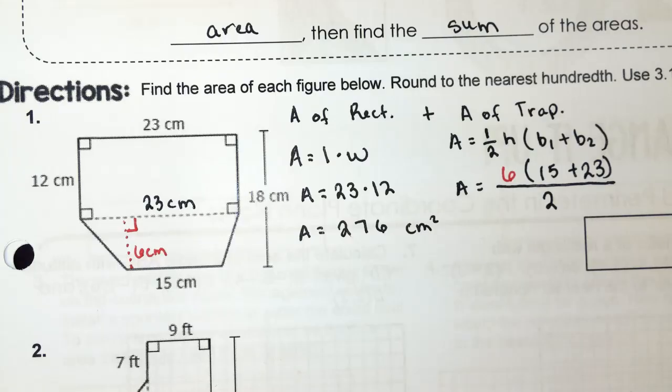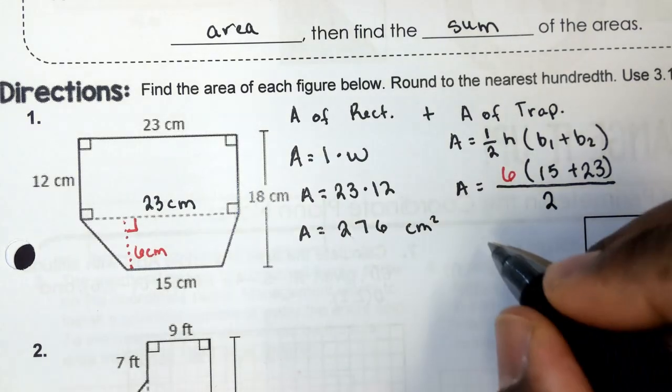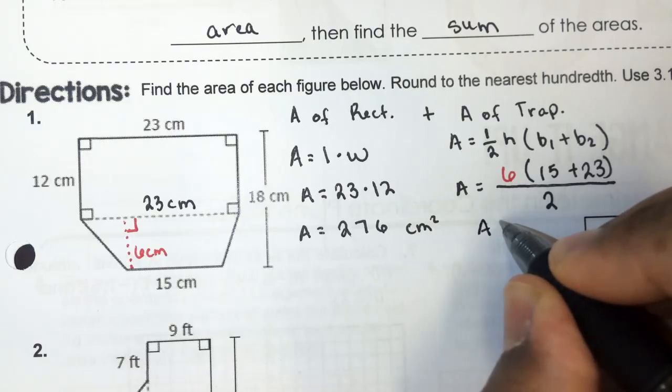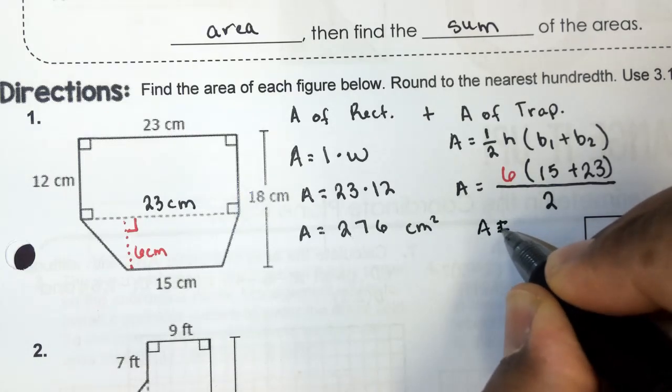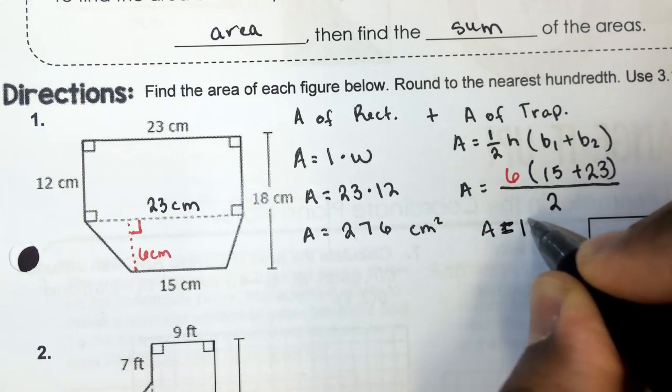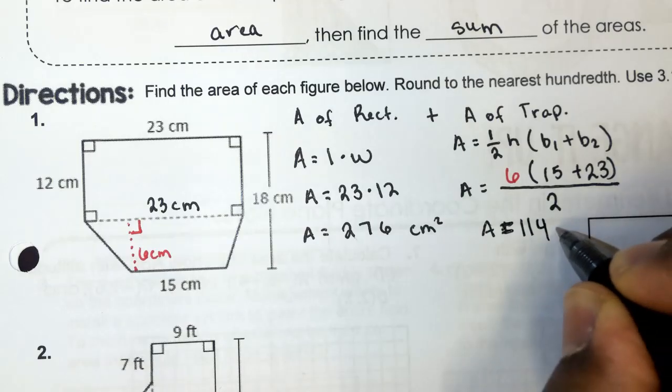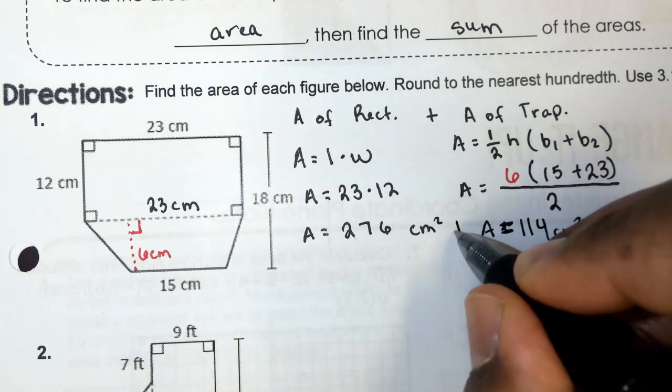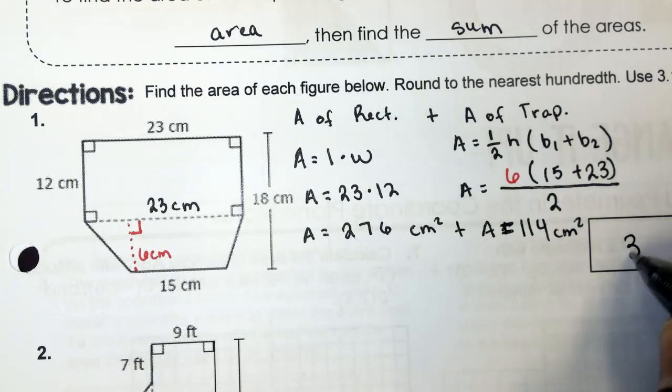After that, 15 plus 23 times 6 divided by 2. 114. After that, we want total area, so we're adding these two together. Say it again. 390 centimeters squared.